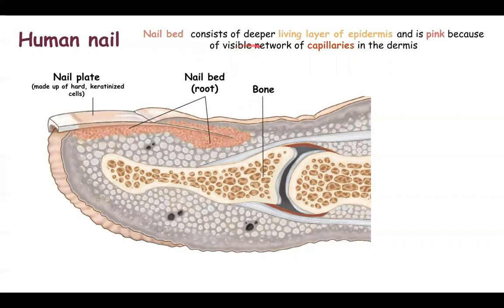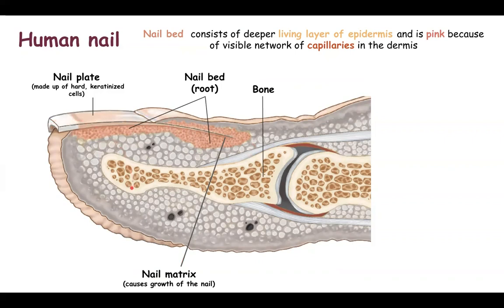Now this consists of the deeper living layer of epidermis. It has a network of blood capillaries, and this network of blood capillaries is present in the dermis region, and they provide nutrition for the growing nail. Next to it is the nail matrix. Now the nail matrix is the part of the nail plate which is underneath the cuticle or the skin layer, and it is this matrix which will grow and divide and form new cells which will ultimately come out as the nail plate.